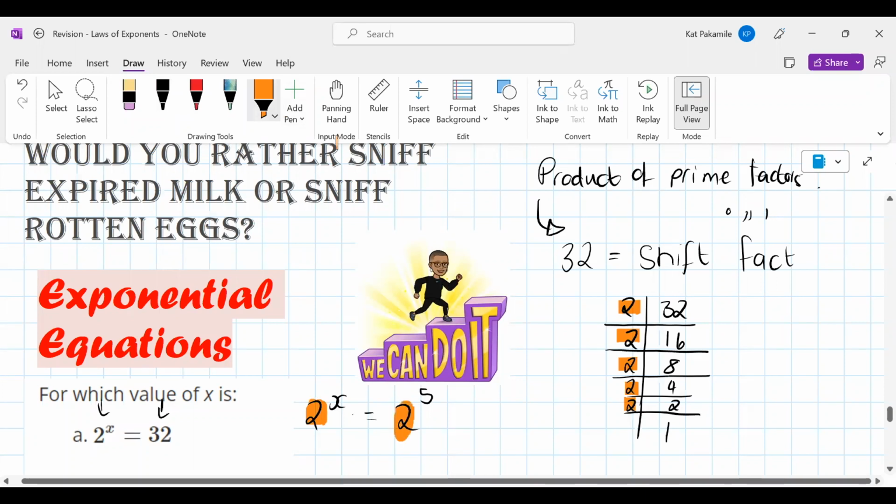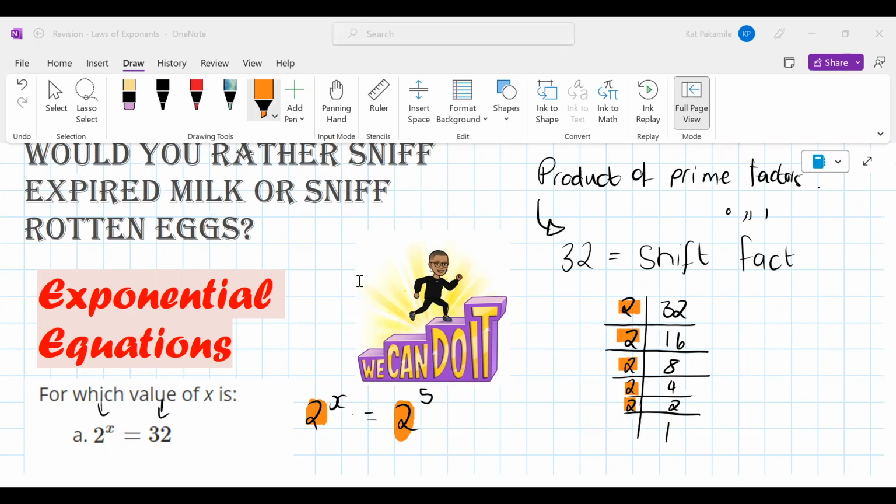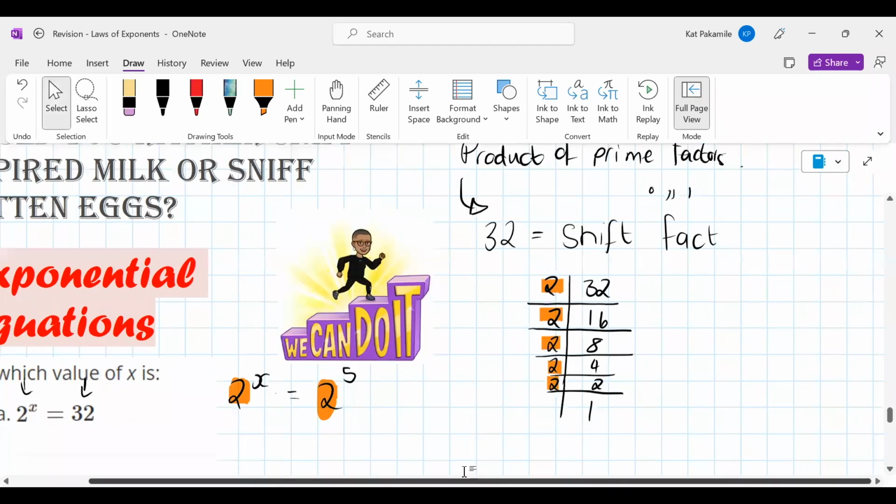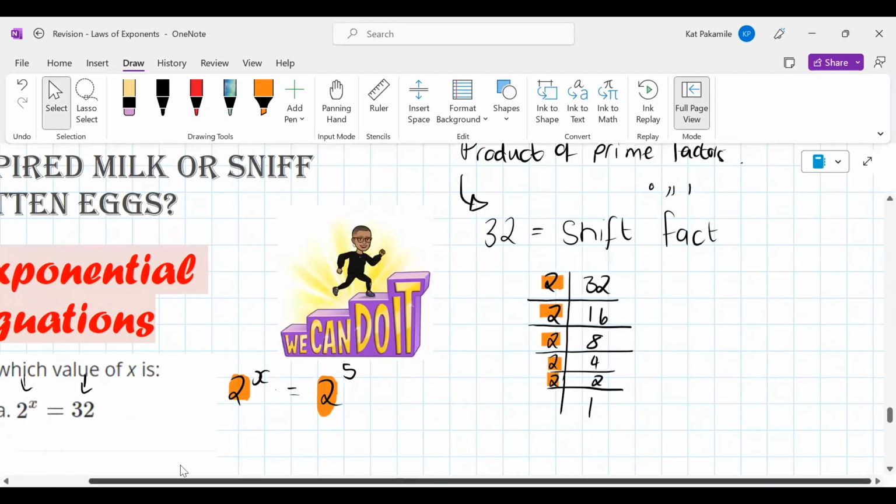If you have the same bases and they are the same, what does that mean about the exponents, guys? What will this mean about the exponents? Yes, the bases are the same, but what does it mean about the exponents? Remember, this is an equation. So the left-hand side is equal to the right-hand side.